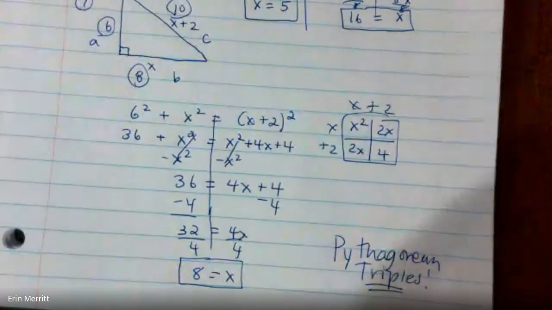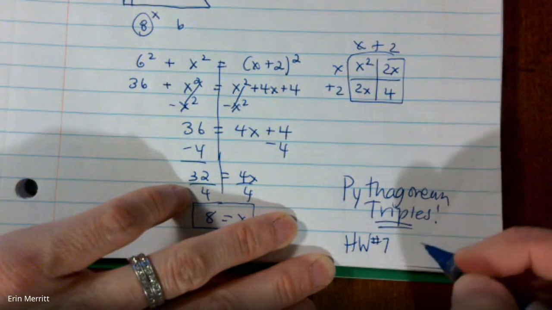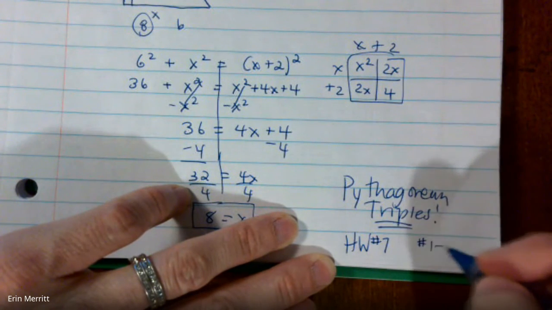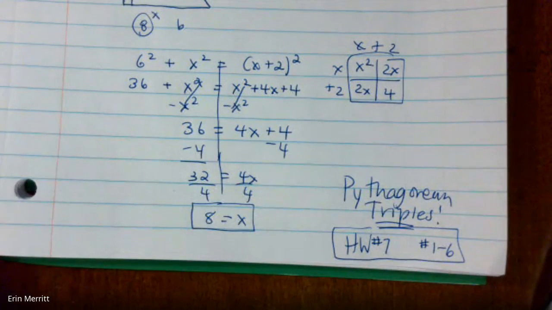All right. So homework number 7, you're going to do numbers 1 through 6. Give it a try.